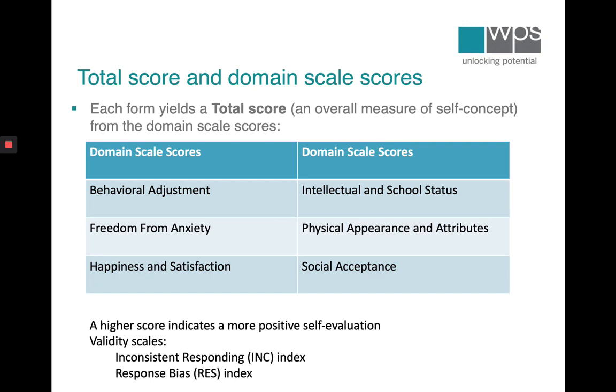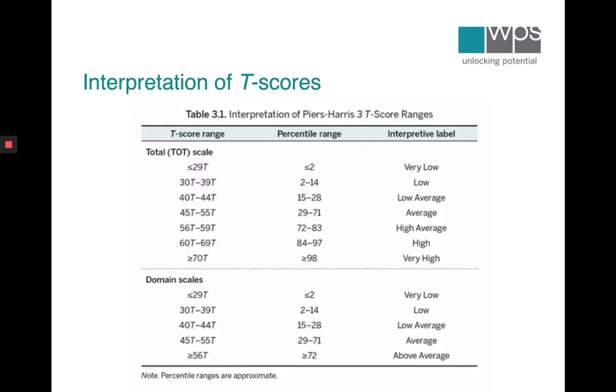In addition, it has validity scales available, both an inconsistent responding index as well as a response bias index. Keep in mind with the Piers-Harris 3 you want high scores on this because that means that the child has a more positive self-evaluation of themselves. The Piers-Harris 3 is scored in terms of T-scores, and here are the descriptive ranges for those.